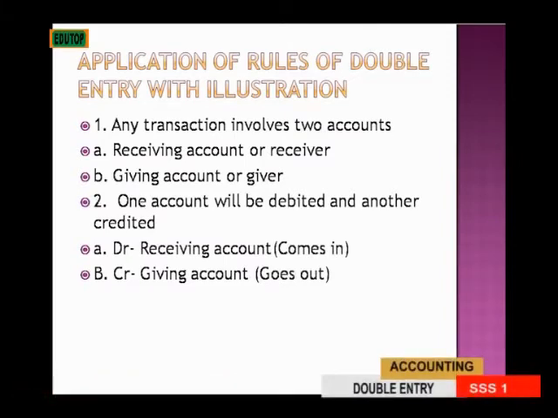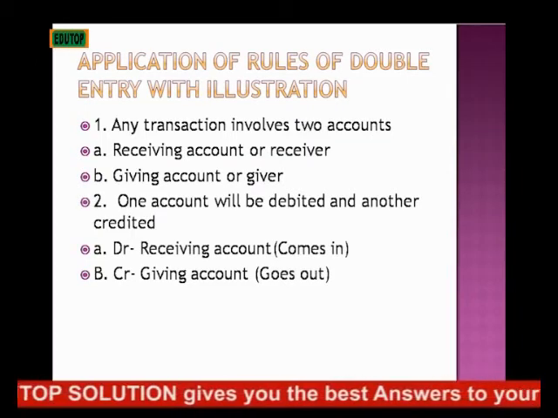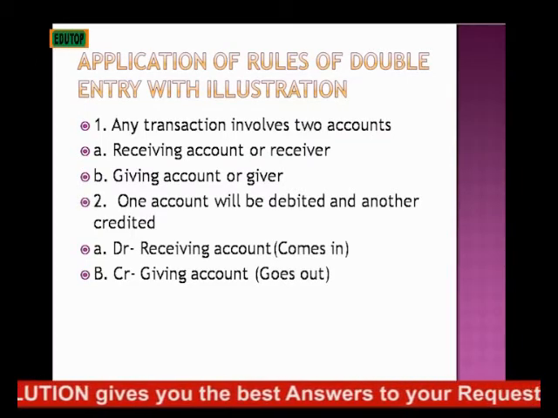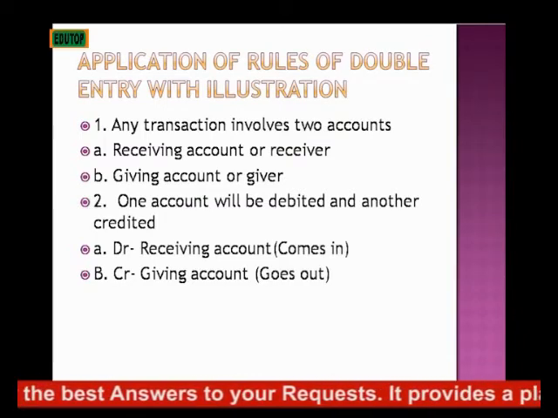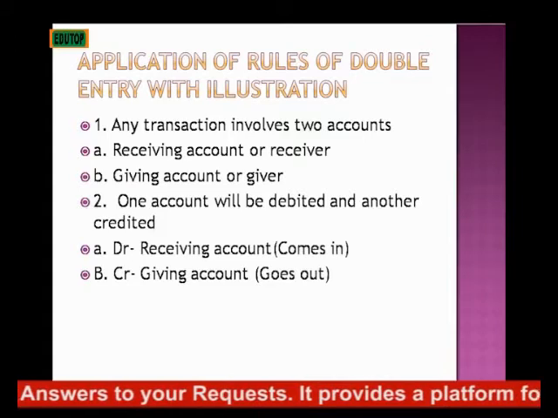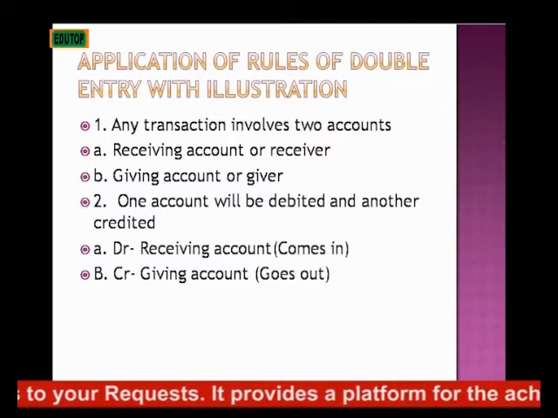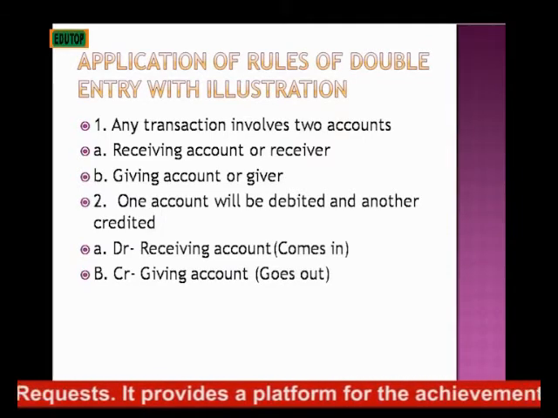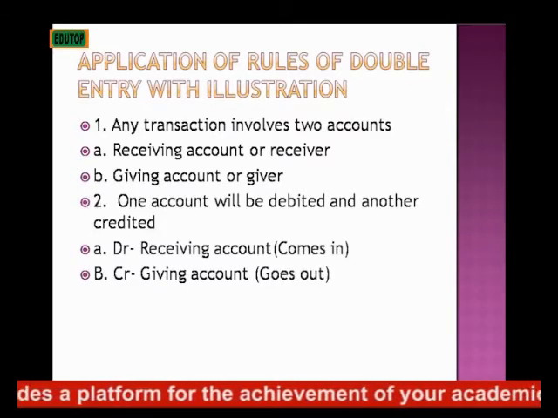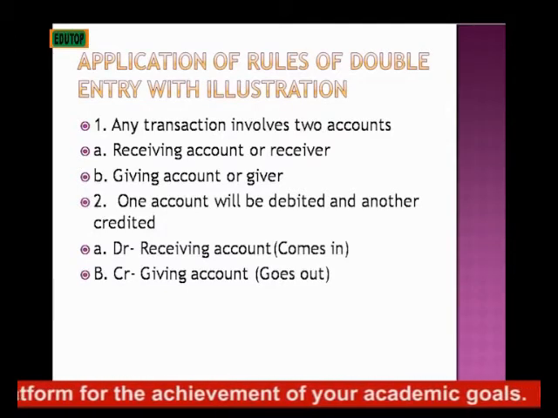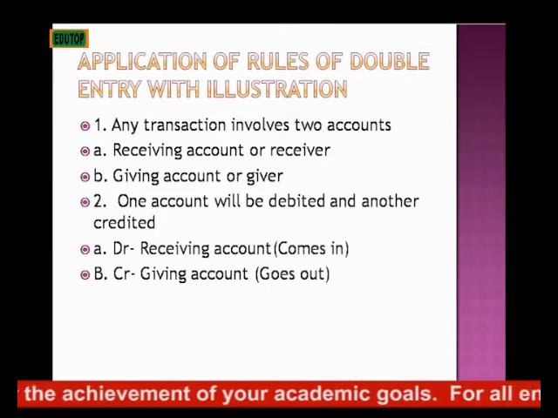B, we have the giving account, which you can also call the giver. That means credit the giver, debit the receiver. That is the rule of double entry, which we are going to apply in this topic. The second one is that one account will be debited and another will be credited.